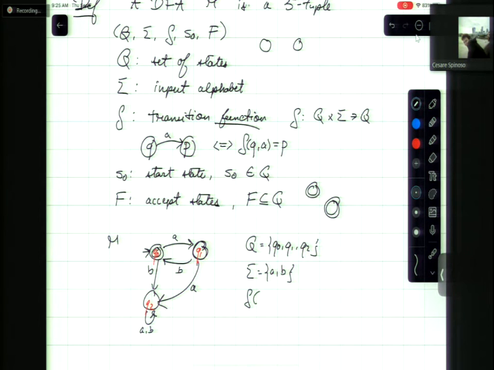But for instance, if I'm at Q0 and I read an A, then that leads me to Q1. Okay? And then S0, or the start state, is Q0, right? Because it's the one with the incoming arrow. And then lastly, F, the set of accept states. In this case, the only state with a double circle is this guy. So that means that F is the set containing Q0. Okay. So this is how you describe DFAs formally.